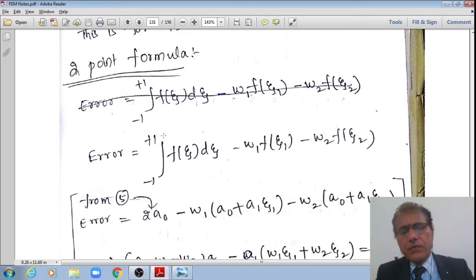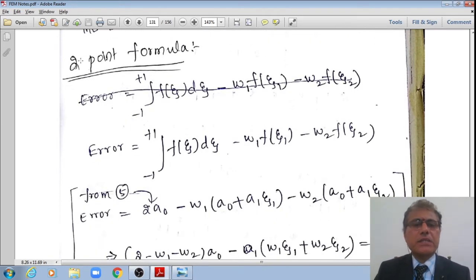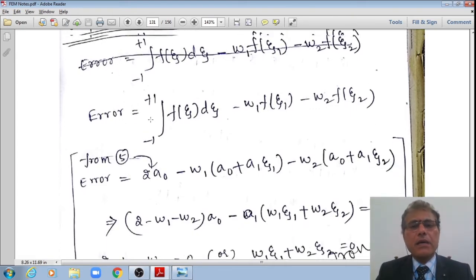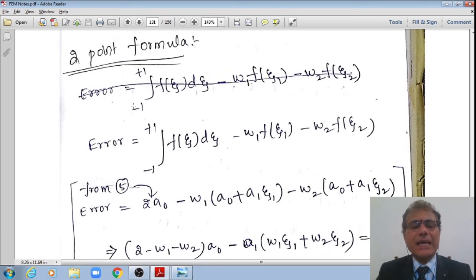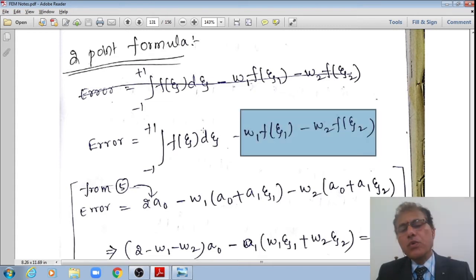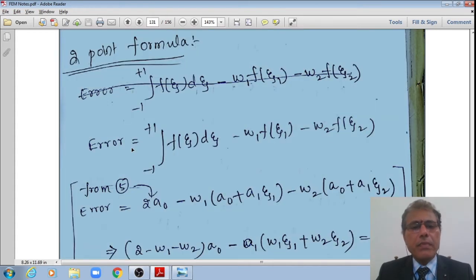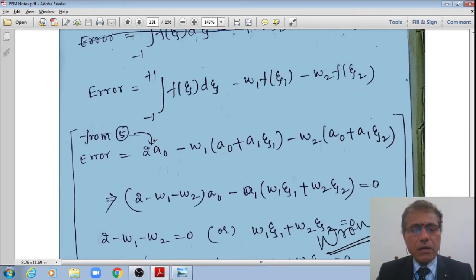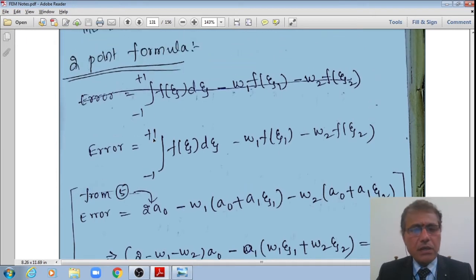Right? Now, if you understood that, then we'll move to the next subheading, the 2-point formula, students. Where I'll take n is equal to 2, then that integral is now I is equal to minus 1 to plus 1 f of xi d xi is equal to w1 f of xi1 plus w2 multiplied by f of xi2, that integral by taking two terms. But I want to write what are the polynomials and what are the coefficients.